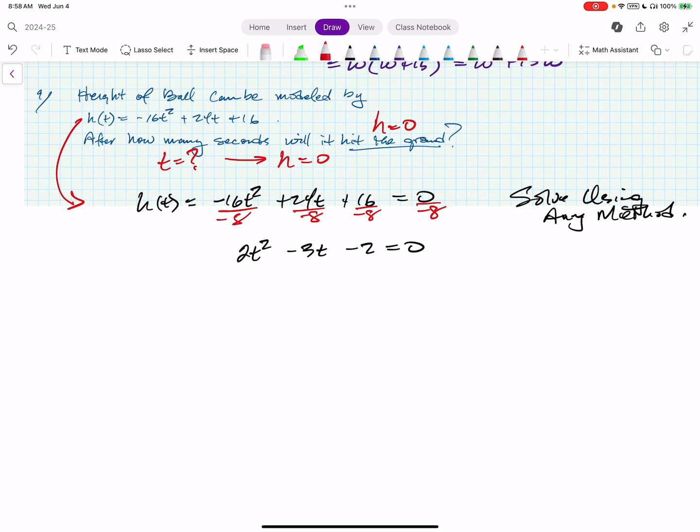Let's do the factor game. Let's multiply here. So 2 times -2 is -4. So what two numbers multiply to -4 and add to -3? Well, I think -4 and 1 will do the trick. -4 times 1 is -4. -4 plus 1 is -3. So let's split the middle term as -4t plus t minus 2.